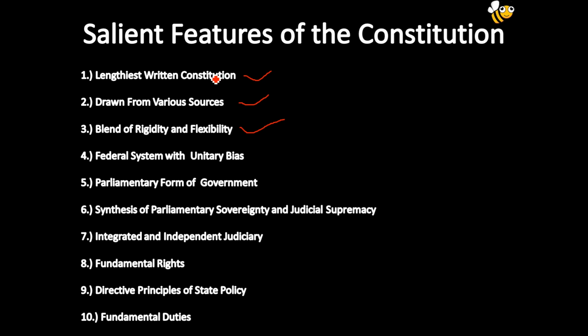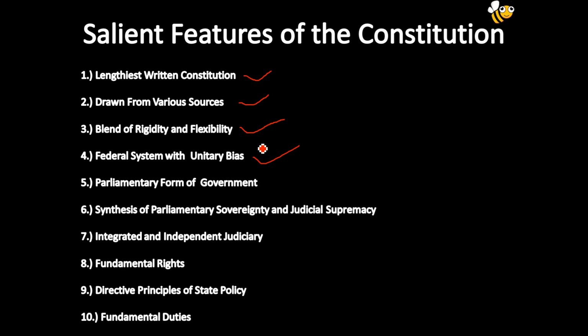The next feature is the federal system with unitary bias. What is the meaning of federal system with unitary bias? It means it is having the federal system, but it is tilted towards unitary.